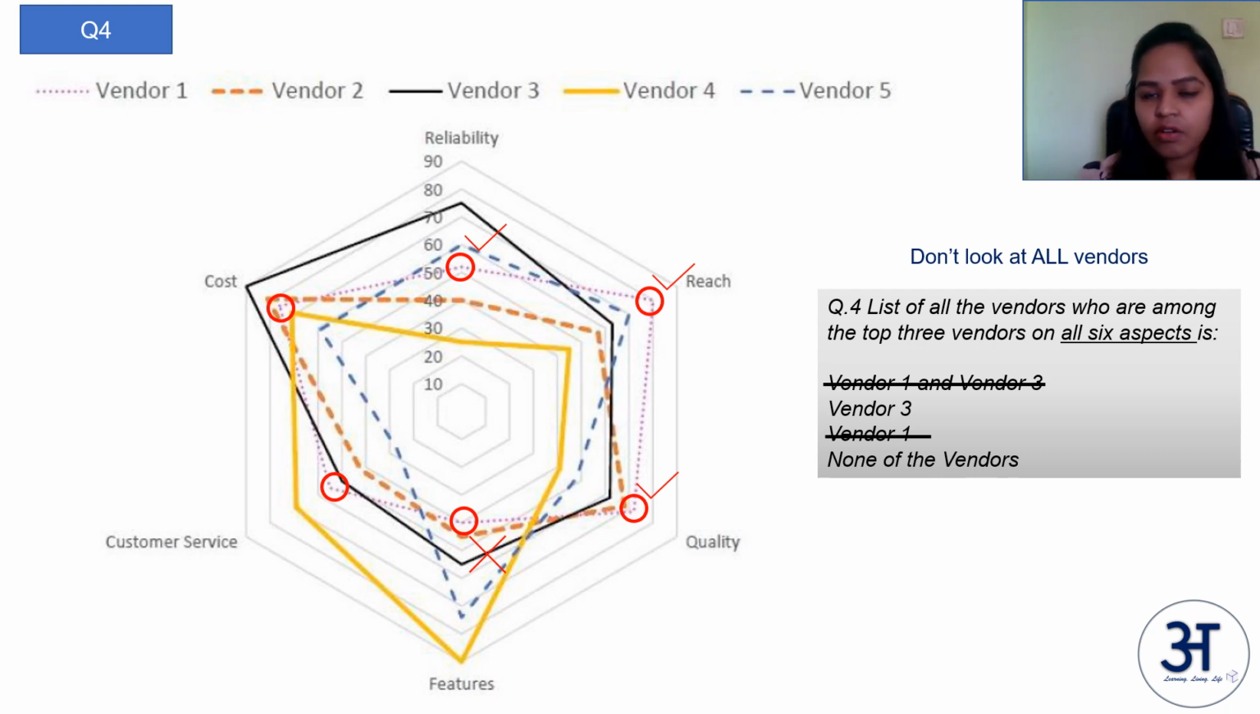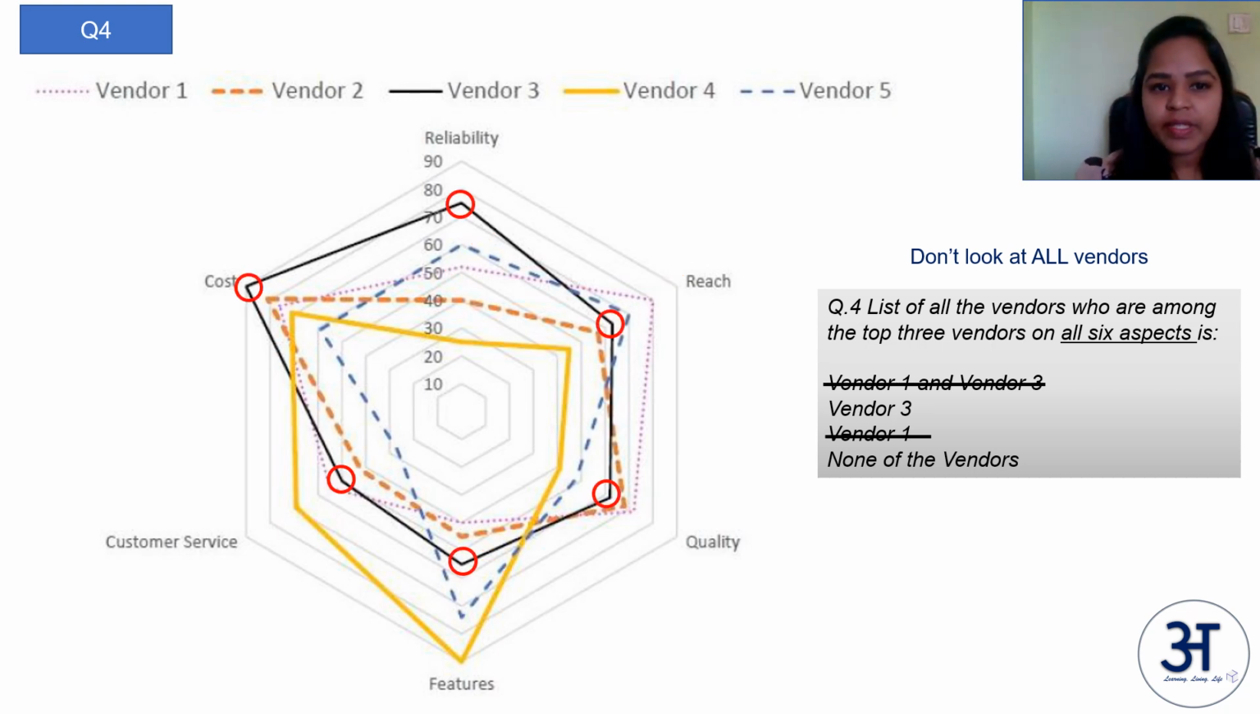So it's either vendor 3 or none of the vendors. Now let us look at vendor 3. For vendor 3, in reliability it is first, in reach it is third, in quality it is third, in features it is third, in customer service it is again third, and in cost it is first. So it is in the top 3 in all the 6 aspects. So vendor 3 is our answer.